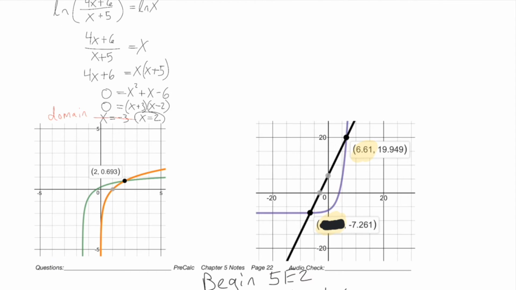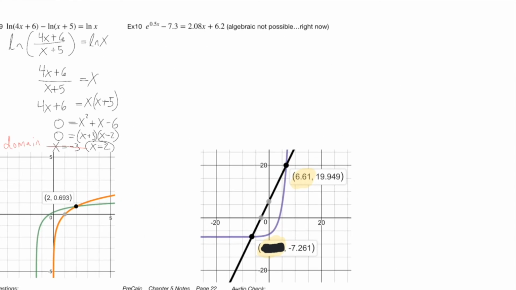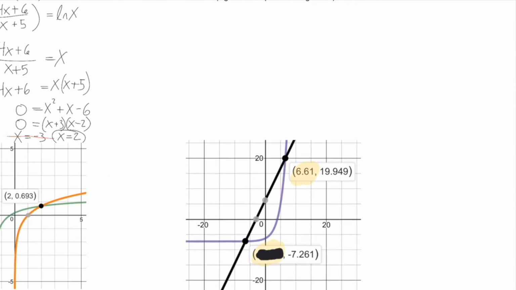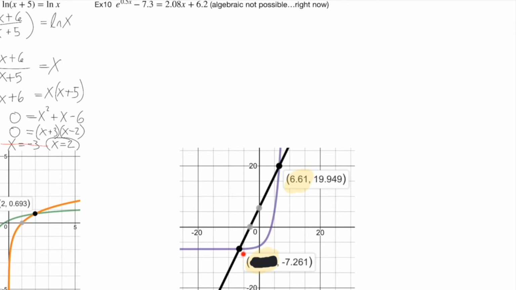But you can solve graphically. Look, here is the right-hand side. The black is going to be 2.08x plus 6.2 right here, and then the left-hand side is going to be purple. And you can see one of the solutions is 6.61. Here it is. And the other solution, I want you to find. I want you to plug this into Desmos. I want you to find the two values that make this the value. I want you to find the one solution down here that makes both sides equal to each other. You can find that graphically.